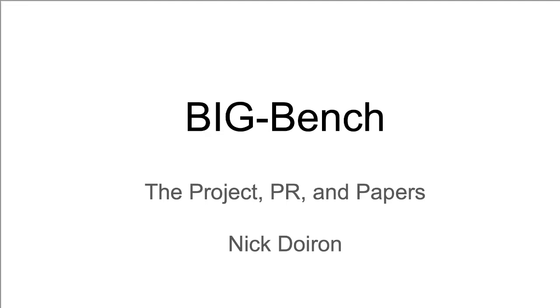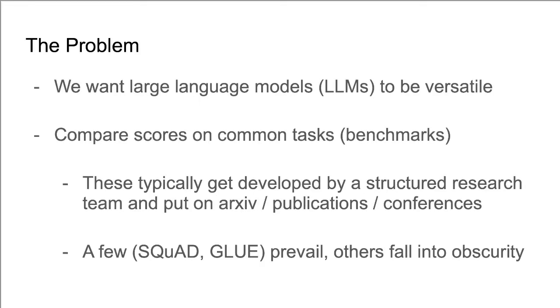So, the problem that was being addressed by Big Bench was we have all these large language models, and they should be able to work on a super wide range of tasks, not just on any one specific goal, but we should be able to even throw brand new tasks at them as well. And the way that the AI machine learning world looks at these models is by comparing their scores on common tasks called benchmarks. So this is where the name Big Bench comes from.